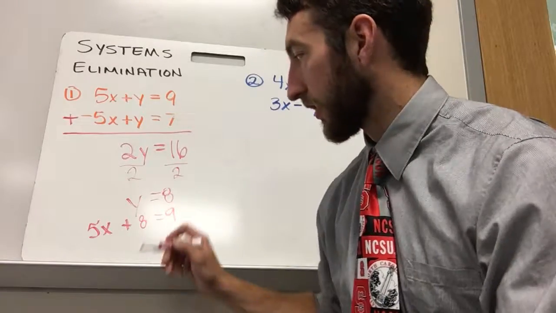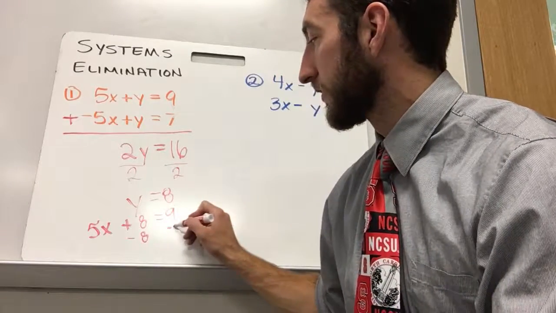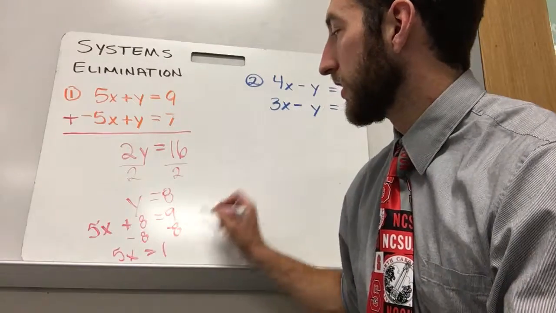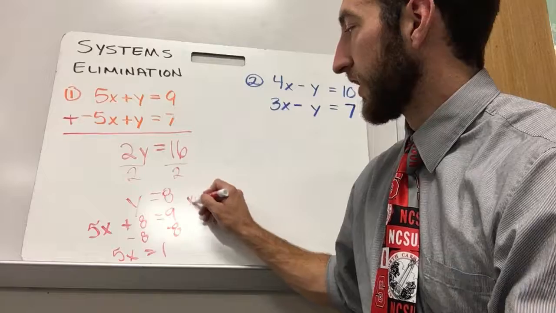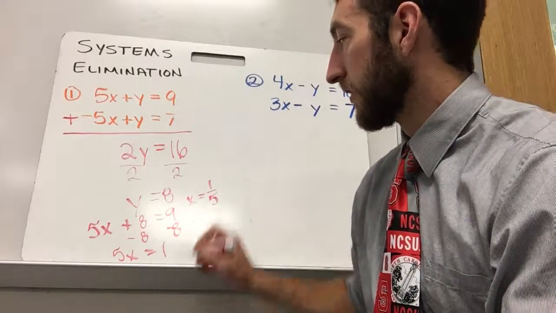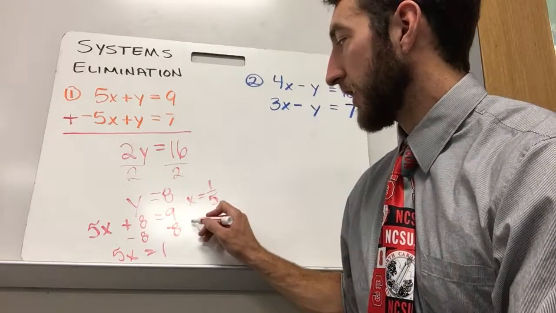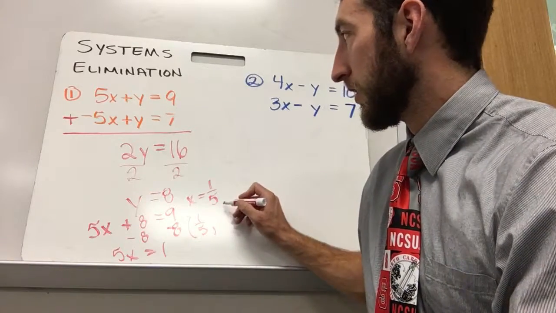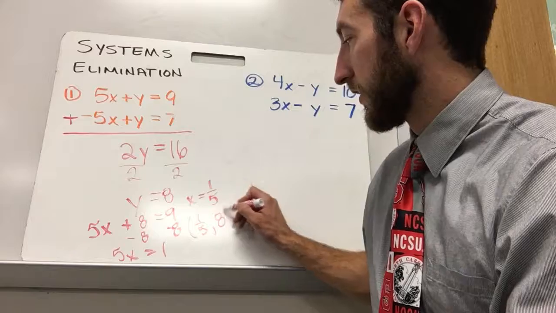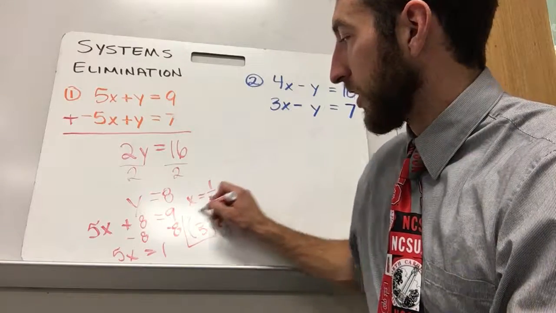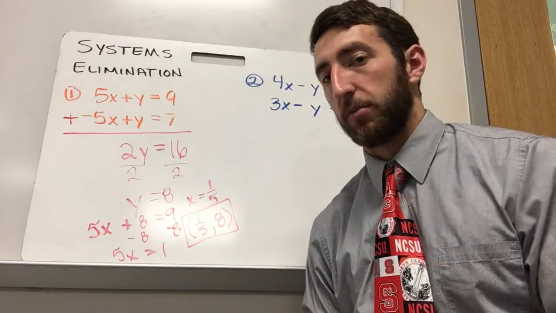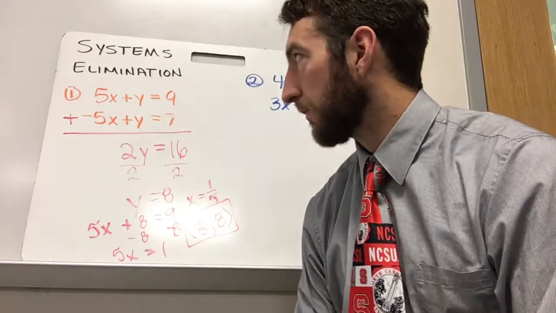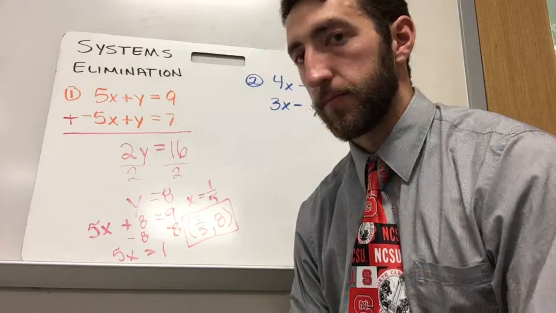So then we solve our equation. We subtract 8 from both sides, and I get 5x equals 1. And then I'm going to divide both sides by 5 so that x equals 1/5. So whenever I write my solution, it's going to be 1/5, comma, my y was equal to 8. So remember, we always need an x and we always need a y, so that's going to be our ordered pair. So that's how you solve systems with elimination.